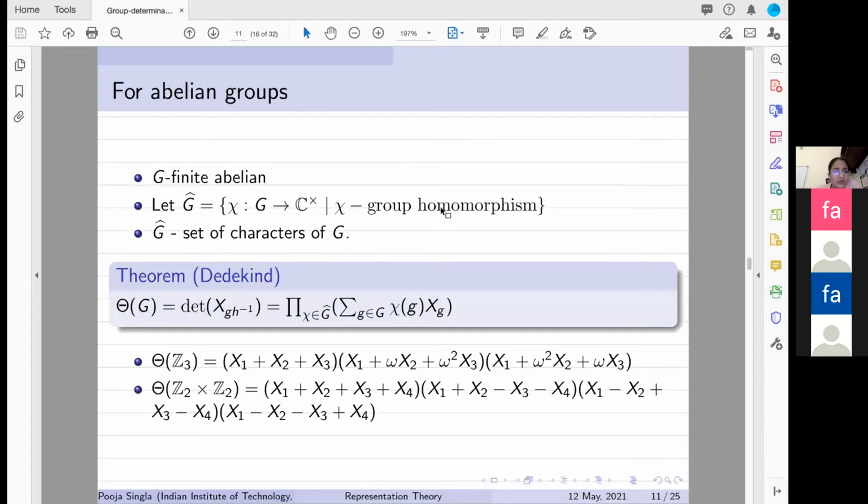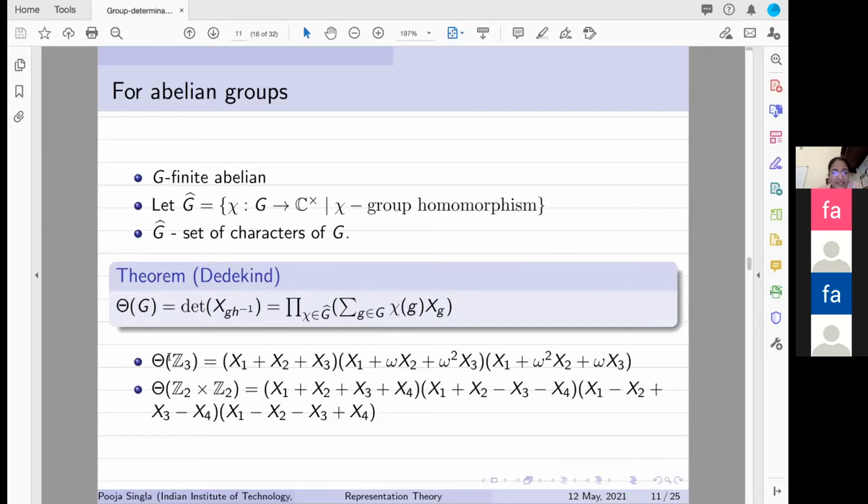Yes, and what Dedekind proved was that theta G, which by definition is the determinant of x_{g h inverse}, is, remember there was this product over j goes from 1 to n. Here the product is over all characters of G, and these are the linear factors: summation over g in G, chi(g) x_g. Is this term clear? So what is theta G? Chi is a homomorphism from G to C star. So these are going to be complex coefficients. Okay, these are my variables x_g, and this is a summation over all elements of G. And then there is a product.